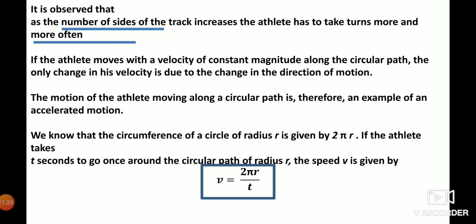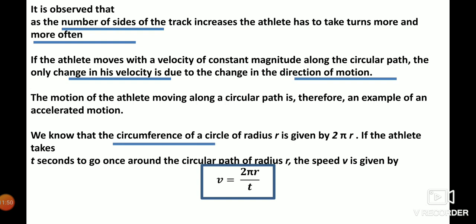If the athlete moves with a constant speed along a circular path, the only change in the velocity is due to its change in the direction of motion. Do you remember how we can change the velocity? We can change the velocity in 2 ways: either by changing its magnitude or by changing its direction. In this case, magnitude is constant, but the velocity's direction is changing at every single instant. Hence, you can say that this is an accelerated motion.